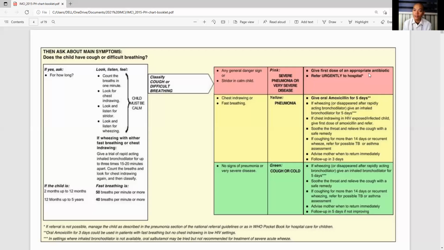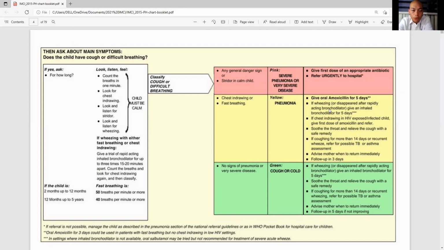These are the treatments. Give first dose of appropriate antibiotic. Where are the appropriate antibiotics? They will be in the chart below, or severe disease. Okay, if not, kung walang danger signs, walang stridor, might fall under yellow. The patient has chest indrawing and fast breathing. So the classification is pneumonia. Look, all of the interventions nakasulat na dito. Okay, and we are going to write it down sa treatment chart natin, yung pinaserox ko sa inyo.